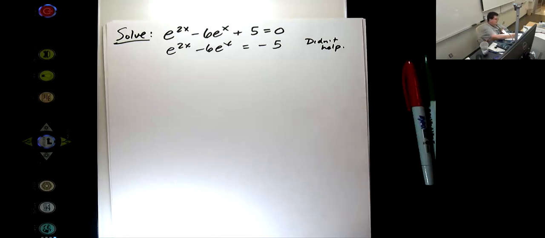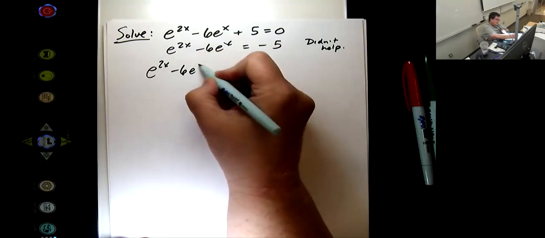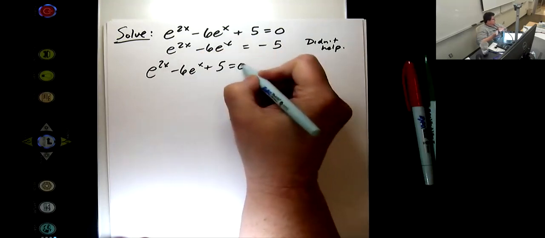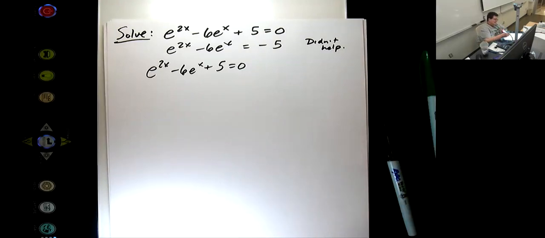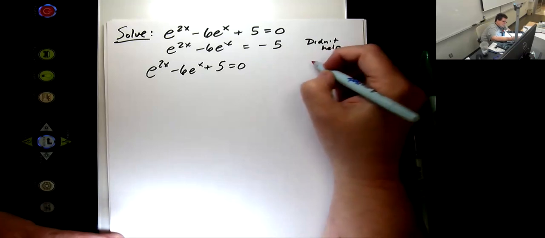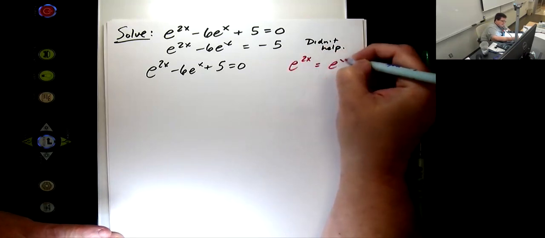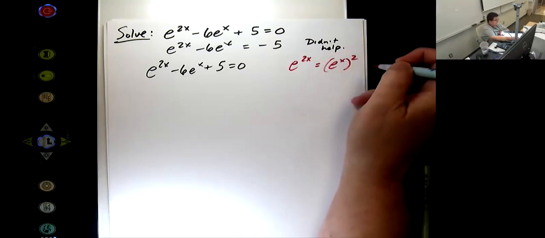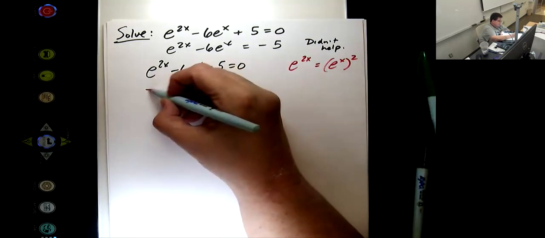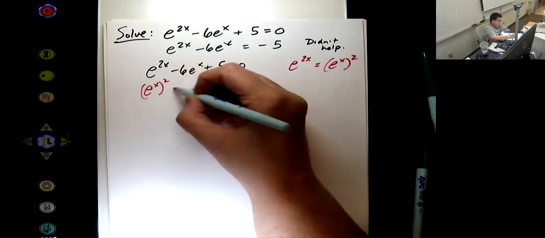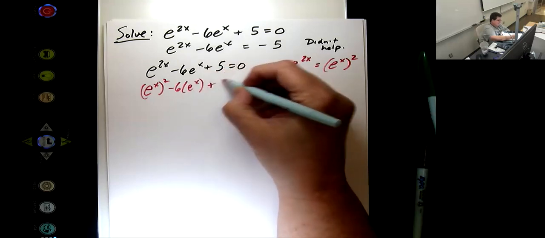So let's bring this back down here. Let me rewrite it. We're going back to what we had. e to the 2x is really e to the x squared. So this is e to the x squared minus 6 e to the x plus 5 equals 0.